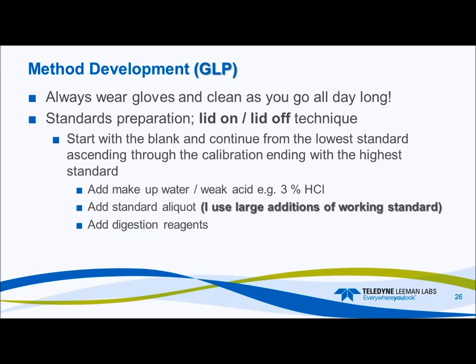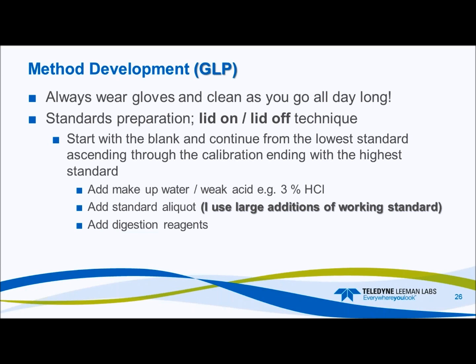And I add my aliquot of working standard, and I use large additions to create that working standard. So what I don't do is take 100 microliters of some stock standard and add it to 100 milliliters or a liter of some matrix, like 3% HCl or something like that. I would use a large addition like 1 mL into 10 mL, and then I take additions of aliquots of that to produce the working standards, which I'm going to use for the calibration standards.